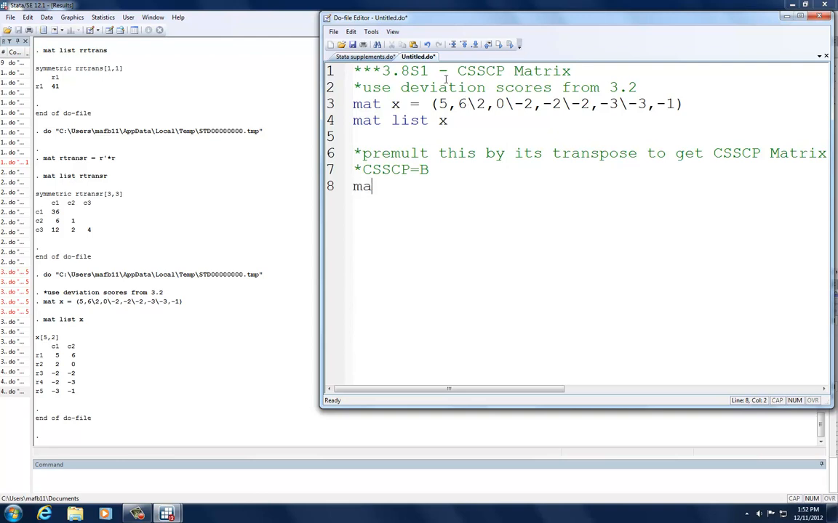So matrix B equals, we're going to pre-multiply the deviation scores by its transpose. So the transpose of x times x should give us B. So let's take a look at that.